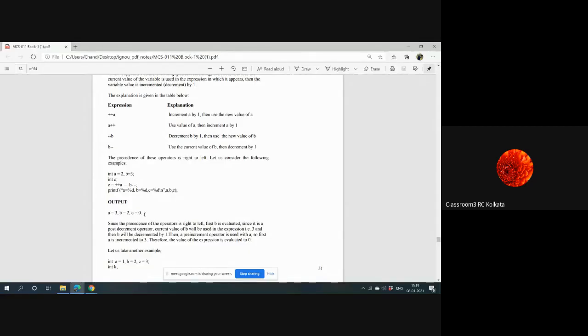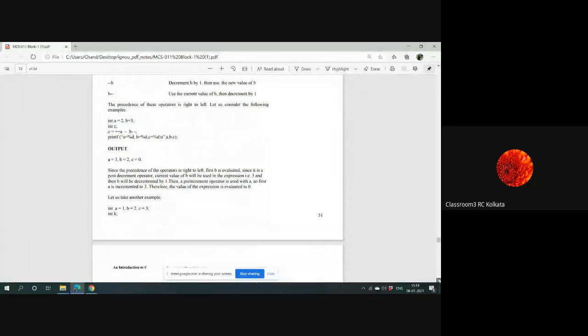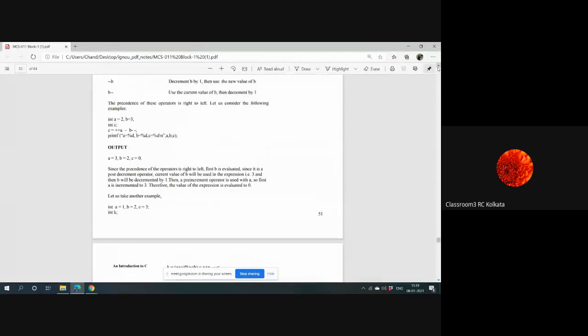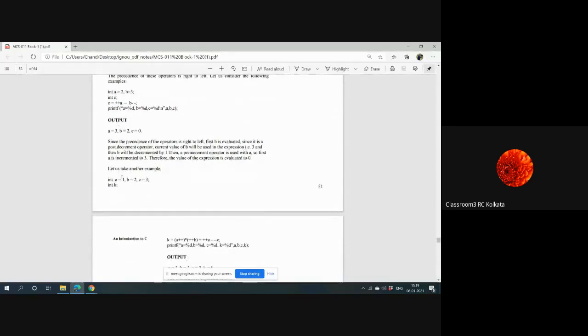So does anyone have any problem with this? No. Okay, then all of you please try this one in rough. A equal to 1, B equal to 2, C equal to 3, int k. Now k will be evaluated as a plus plus into plus plus b plus plus plus a minus minus minus c. Do it yourselves, try it out.